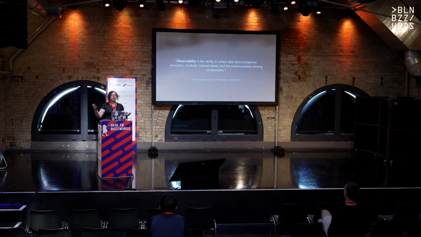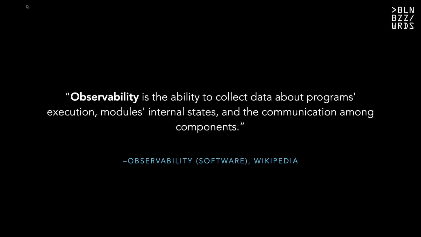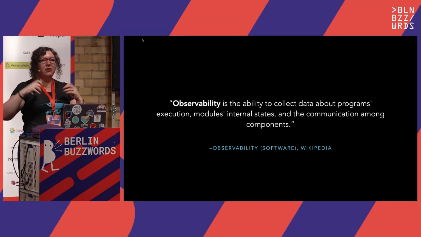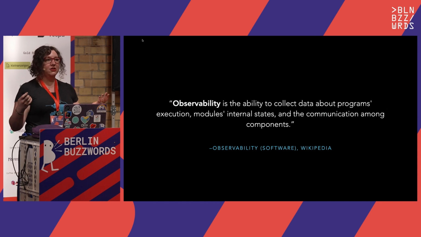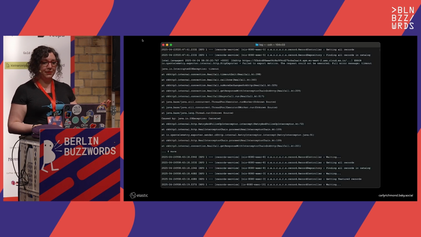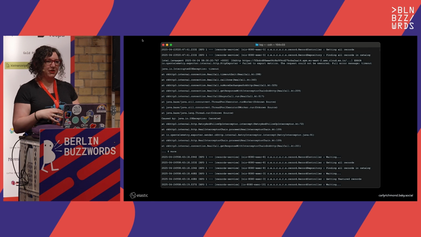So it would be rude not to have a definition of what observability is, right? Taking the Wikipedia definition rather than the vendor-specific definition, we're talking about basically the ability to collect data about program execution, the internal state of what the application is doing, and how the components within an application are actually communicating together.